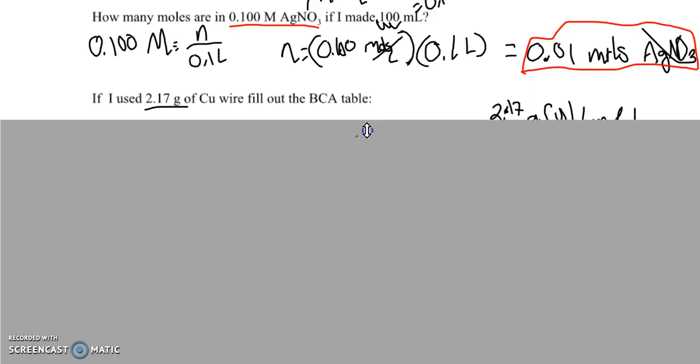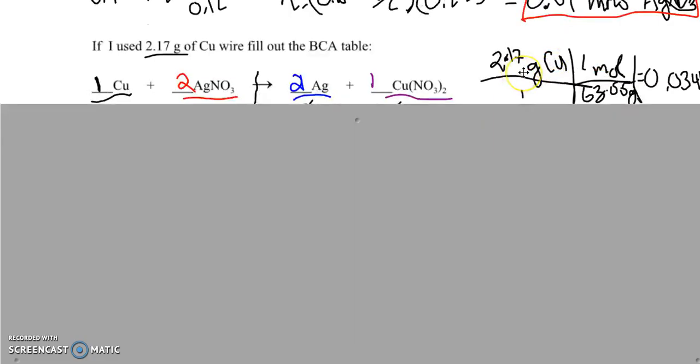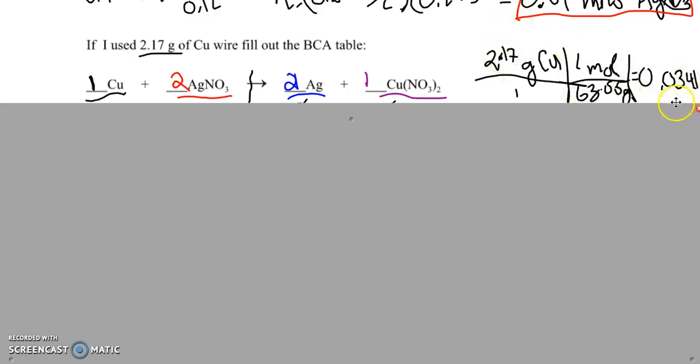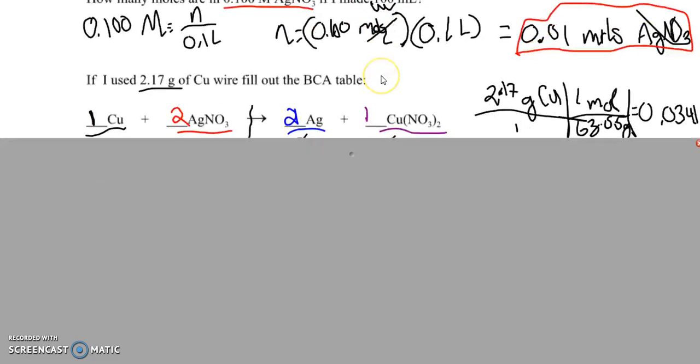Okay, so let's say I use 2.17 grams of copper wire. I need to convert that into moles in order to fill out my BCA table. So I'm going to take my 2.17 grams and do some dimensional analysis to get to moles. From the periodic table, I know that every mole of copper has a mass of exactly 63.55 grams. When you divide that, you're going to get 0.0341 moles. Now I'm choosing to keep 3 sig figs here until I'm done. So I have 3 sig figs here. I have 3 sig figs here. Now here there's only 1, but we're not going to worry about that right now.